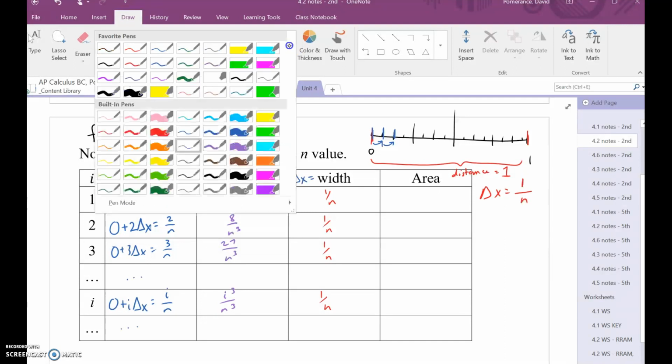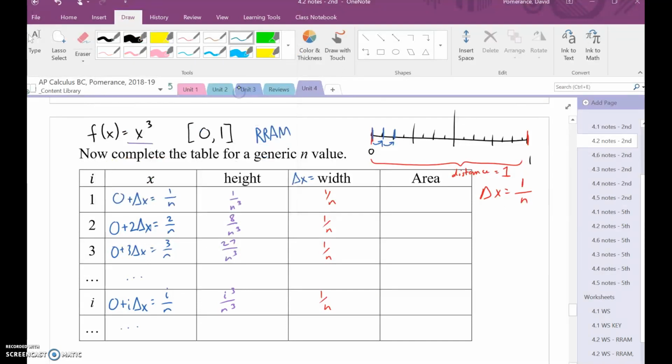Then we're going to find the area of each rectangle, and we know that we take the height times the width to find the area of each rectangle. So we've got 1 over n times 1 over n cubed. We've got 1 over n times 8 over n cubed. We've got 1 over n times 27 over n cubed. And we keep on going. We've got 1 over n times i cubed over n cubed. And again, this is the area of the ith rectangle.